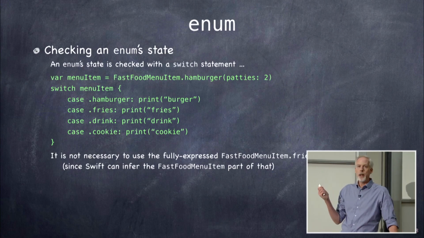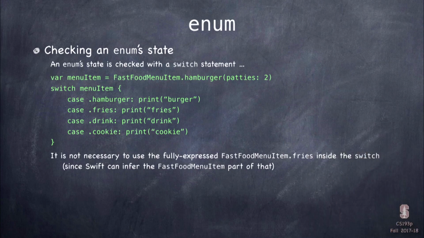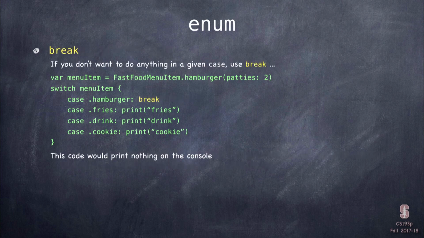By the way, you see I've taken away the fast food menu item dot in front of hamburger, fries, drink, and Coke, because Swift can infer that. You're switching on a menu item, so it knows this is a fast food menu item, so you can take those away. All right, if you have one of the cases and you don't want to do anything, you can just break. Break means break out of this switch. That's a way to do nothing in this case. So right here, this code would print nothing because the menu item is a hamburger with 2 patties, and that hamburger case does nothing, so it would just break out.